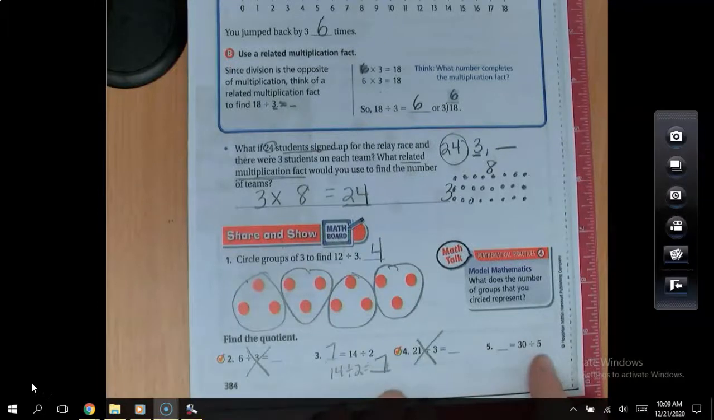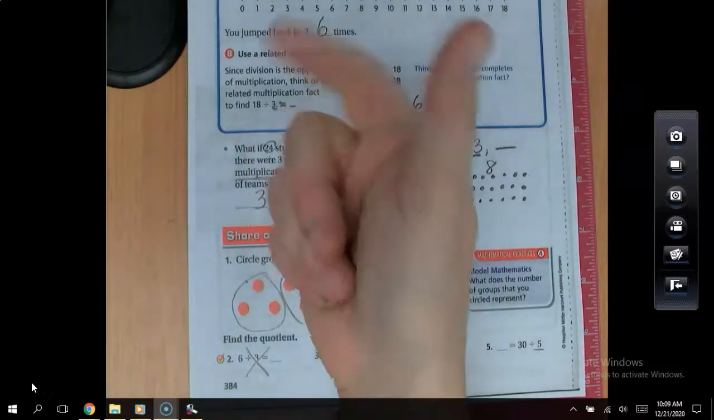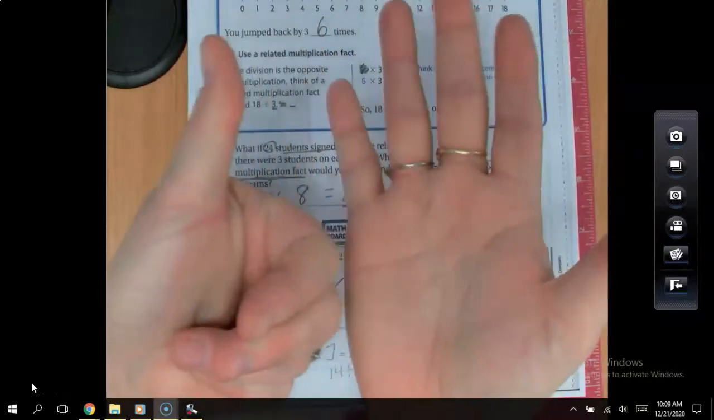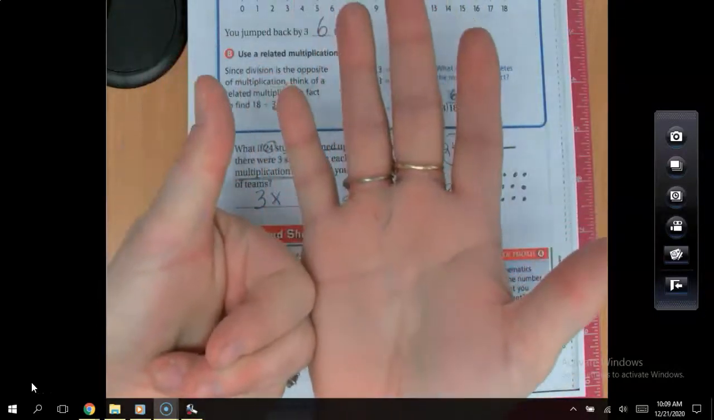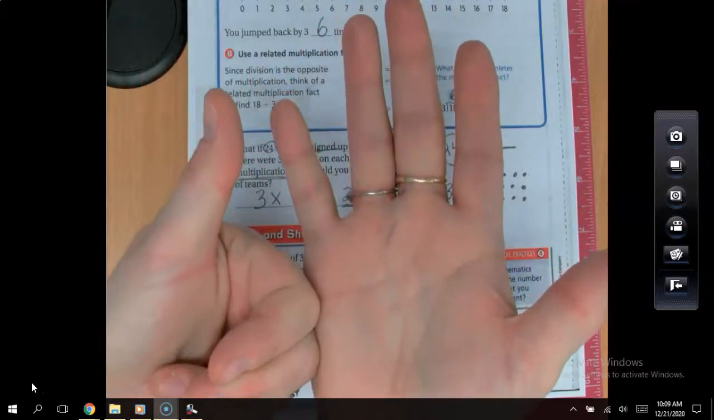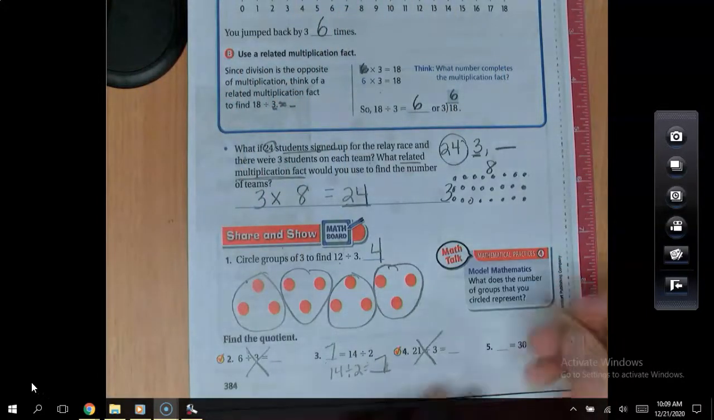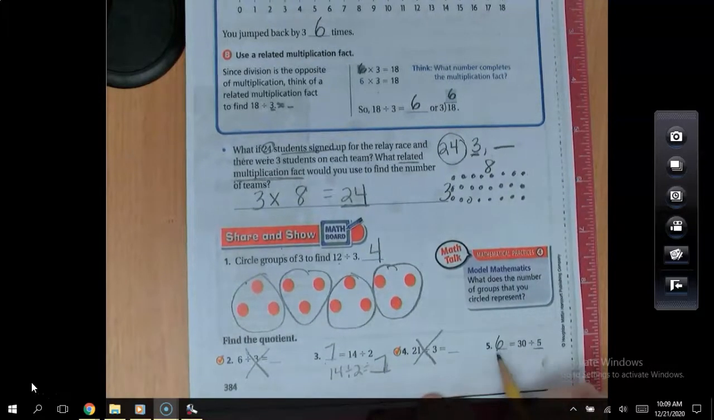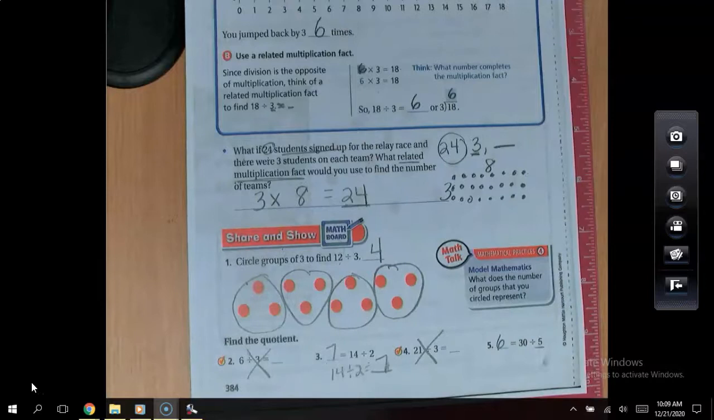And number 5, blank equals 30 divided by 5. Boys and girls, there's a 5. When there is a 5, you can count by 5s until you get to 30. Let's try it. 5, 10, 15, 20, 25, 30. How many times did I count by 5s to get to 30? 6. 5 times 6 is 30. So 30 divided by 5 is 6. Fantastic. Okay, let's try a few more together.